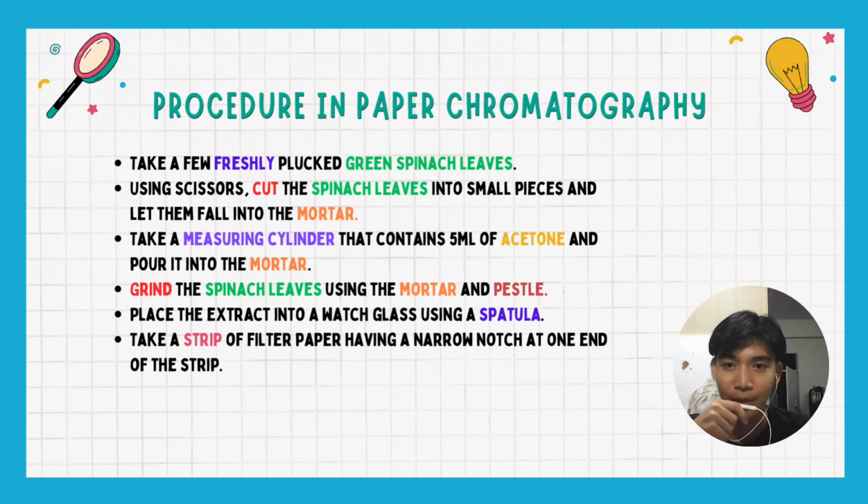Next, let's proceed with the procedure in paper chromatography. Firstly, take a few freshly plucked green spinach leaves, and then using scissors, cut the spinach leaf into small pieces and let them fall into the mortar. Take a measuring cylinder that contains 5 ml of acetone and pour it into the mortar. Grind the spinach leaves using the mortar and pestle. Place the extract into a watch glass using a spatula and take a strip of filter paper having a narrow notch at the end of the strip.